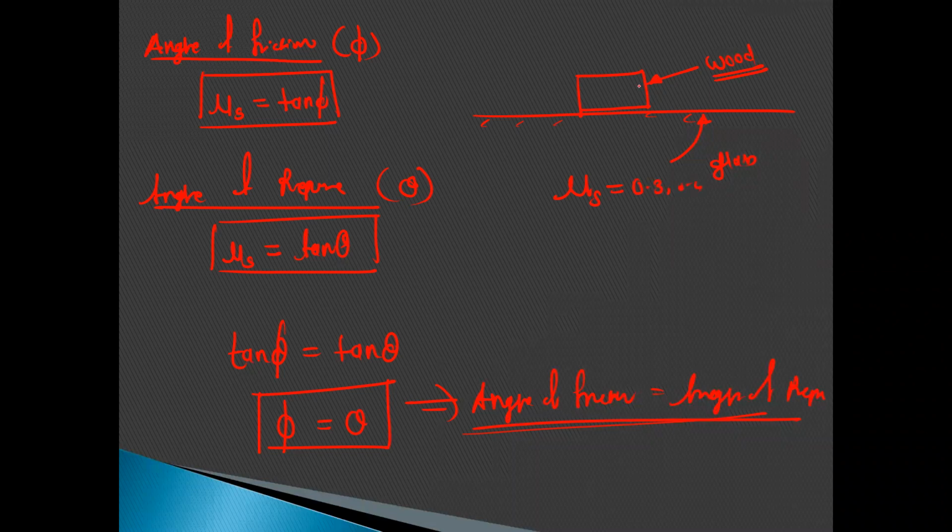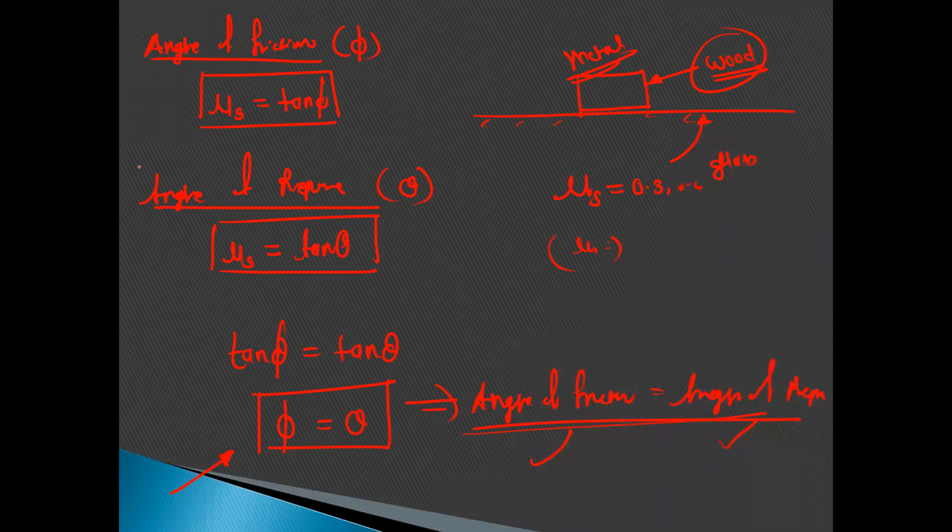Okay, but if you change the object or the material of the object, instead of wood, if you take this metal, okay, aluminum, steel, or any other metal, then you will have a different value of coefficient of static friction. But for this same contact surface, the angle of friction and the angle of repose will have the same value.